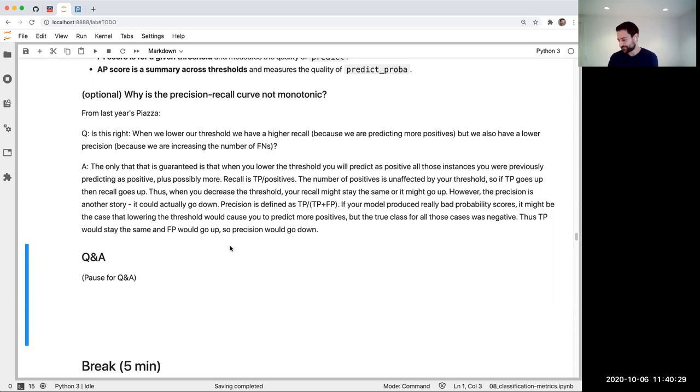That said, even if you don't have that much imbalance, if you really care about producing good scores out of predict proba, then maybe you want to use some of these things like average precision score, even if you don't have imbalance. We'll talk about another one after the break called AUC. Maybe you want to use these types of measures even if you don't have imbalance, just because you really care about the quality of your scores more than the quality of your predictions.